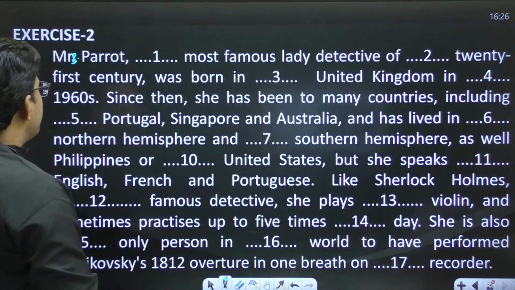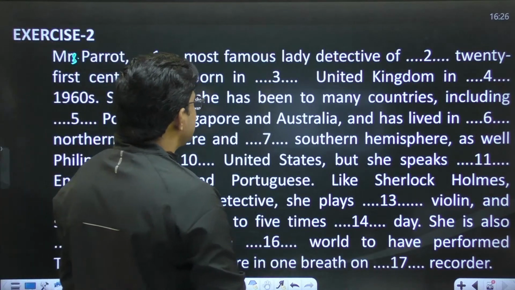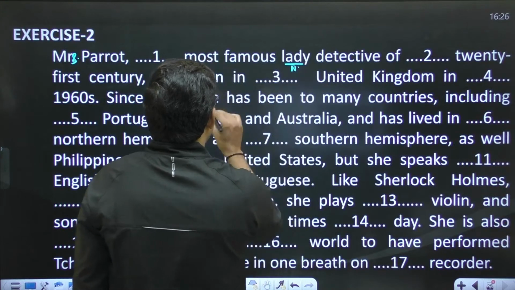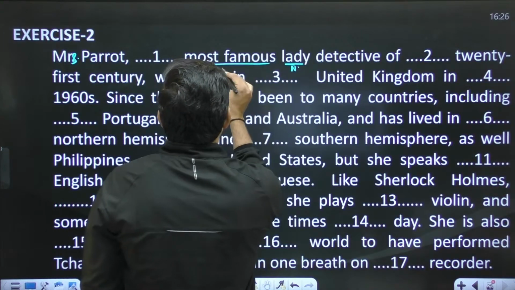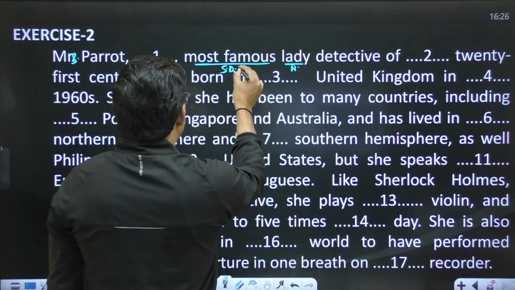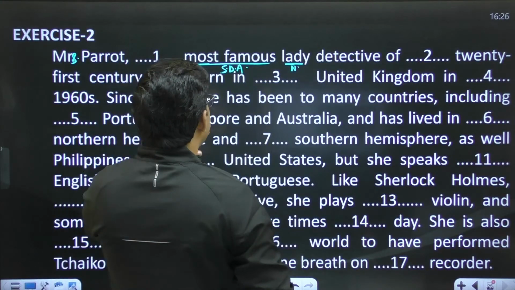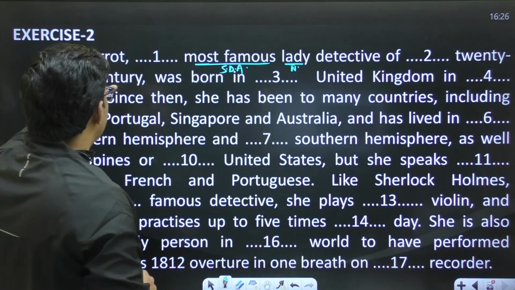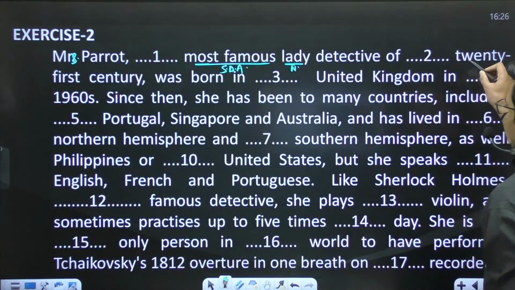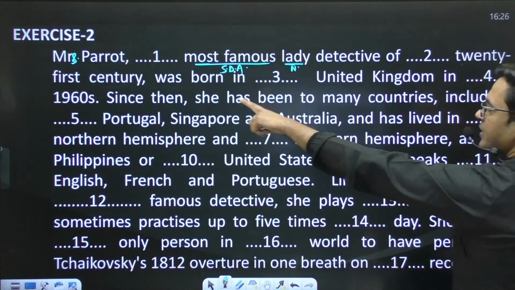Okay, Mrs. Parrot, the most famous lady detective. Here we have a noun, lady, and this, most famous detective, is the adjective of superlative degree. Why is it superlative degree? Because Mrs. Parrot is going to be compared in the 20th century, 21st century.